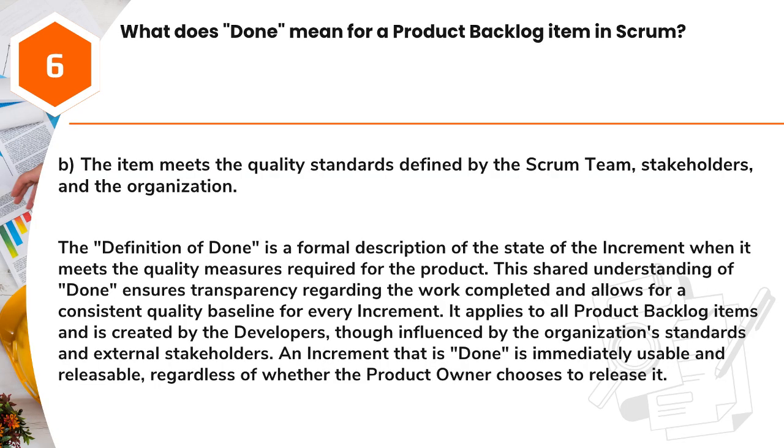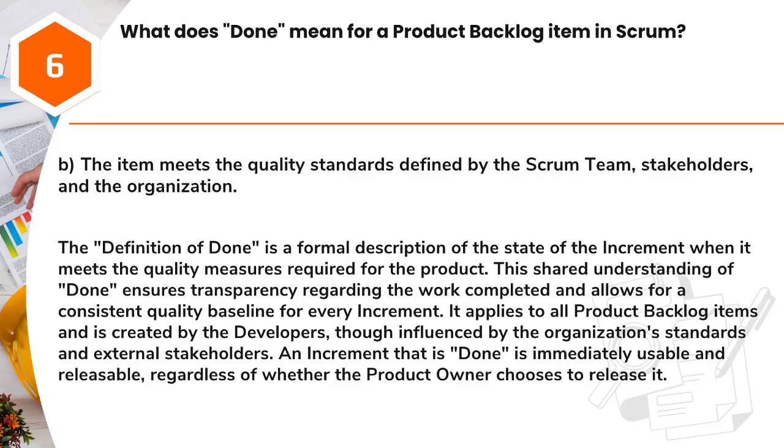Answer: B. The item meets the quality standards defined by the Scrum team, stakeholders, and the organization. The definition of "done" is a formal description of the state of the increment when it meets the quality measures required for the product. This shared understanding of "done" ensures transparency regarding the work completed and allows for a consistent quality baseline for every increment.